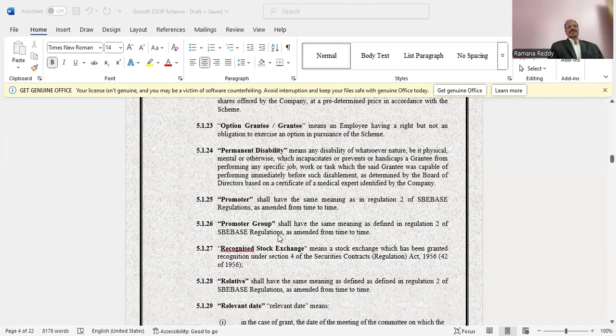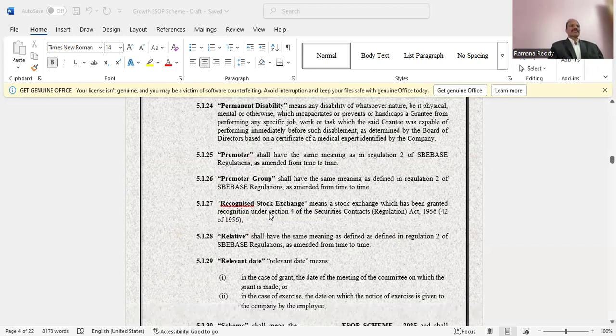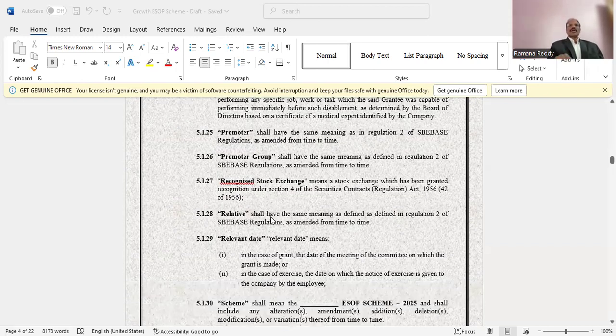Promoter shall have the same meaning as in regulation 2 of the SEBI Share-Based Employee Benefit and Sweat Equity Regulations. Even promoter group is as defined in regulation 2 of the same regulations. And what is a recognized stock exchange? It means a stock exchange which has been granted recognition under section 4 of the Securities Contracts Regulation Act.